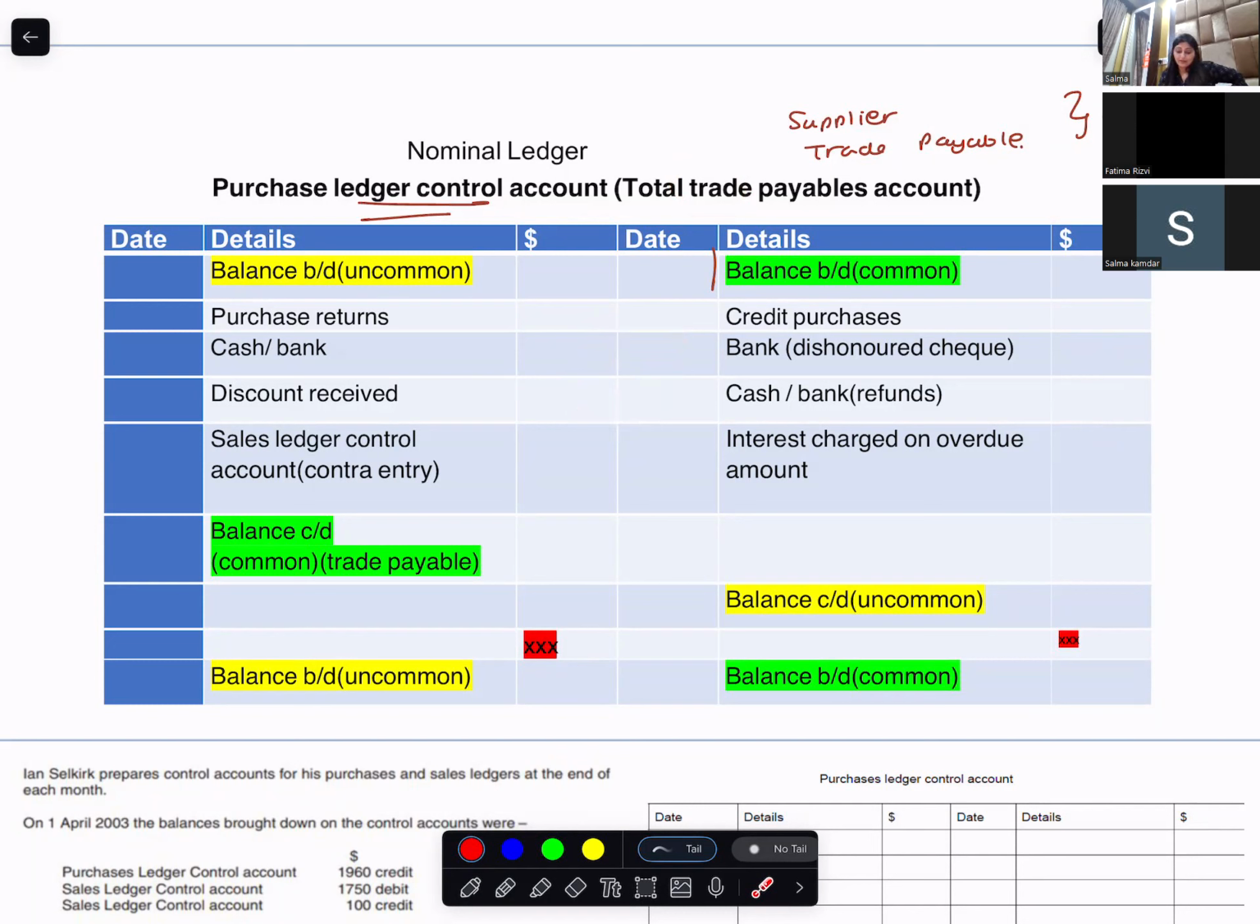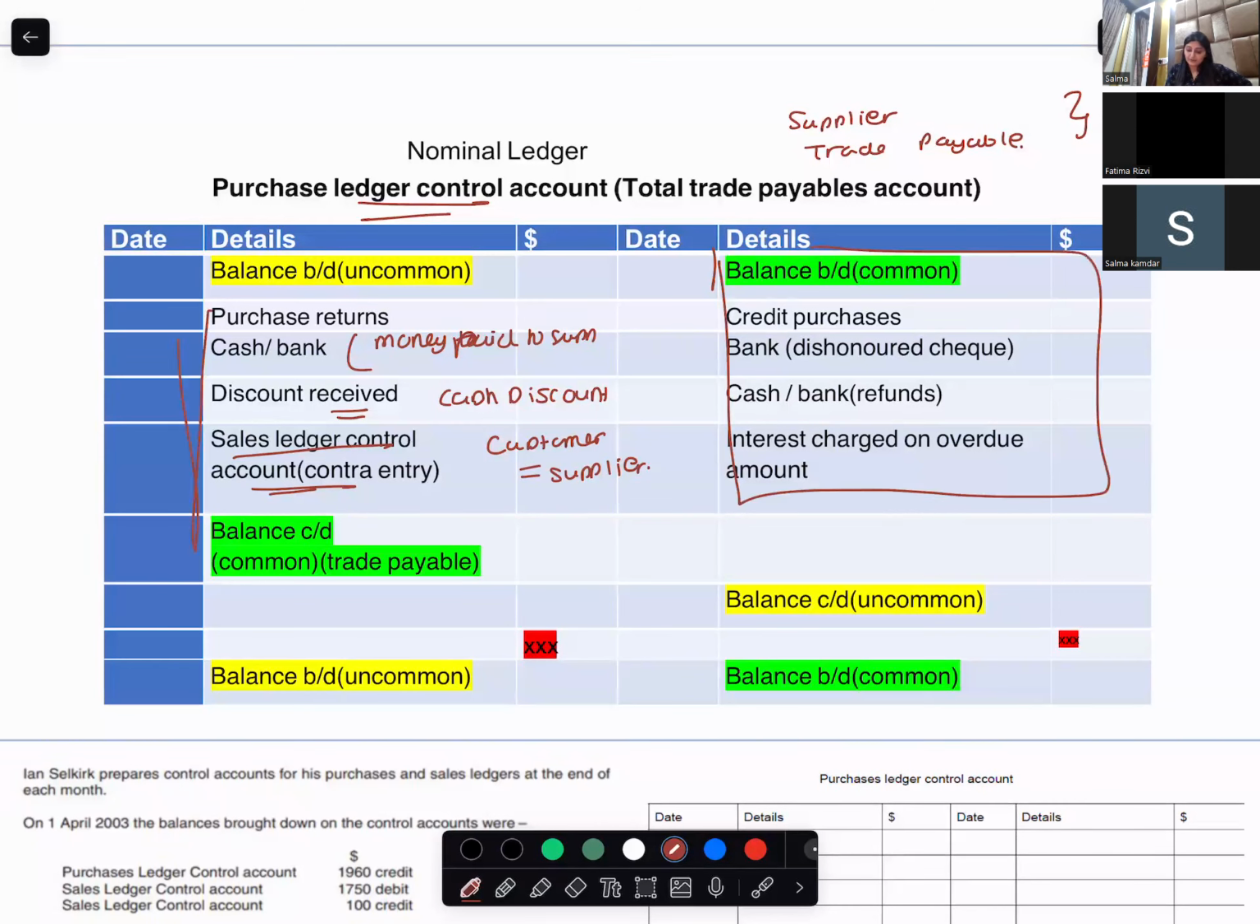What is that everything else? You have purchase returns. Cash or bank would be the money paid to the supplier. If you have received any discount, this is only the cash discount. If there is a contra entry, what do you mean by a contra entry? Your customer and your supplier is the same person, so you set off the amounts between them. And you are a good person, so you will never give bad debts. These are the common things that we are talking about.